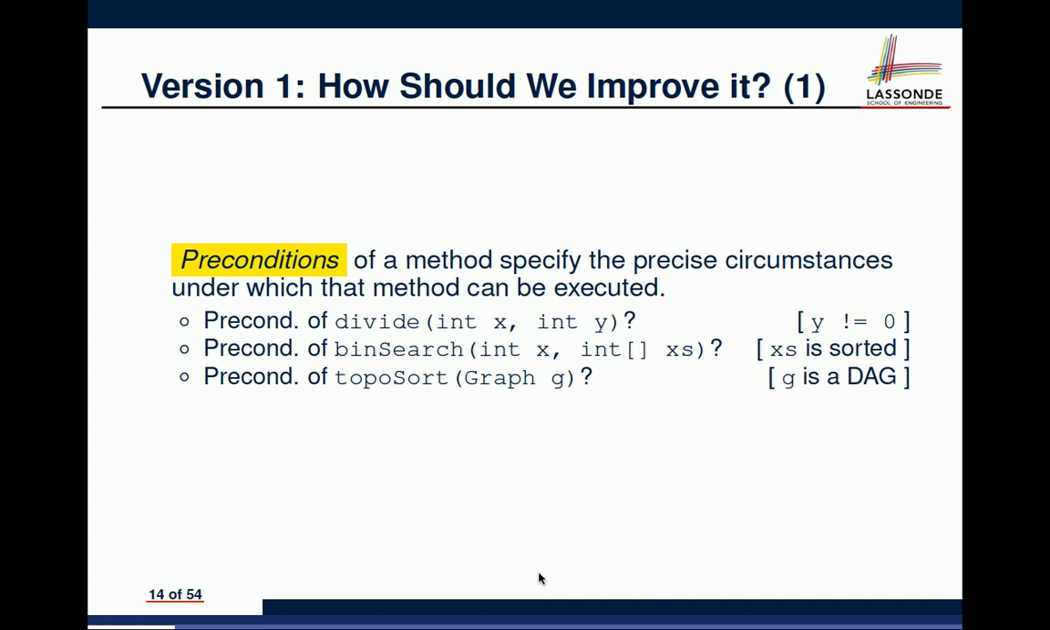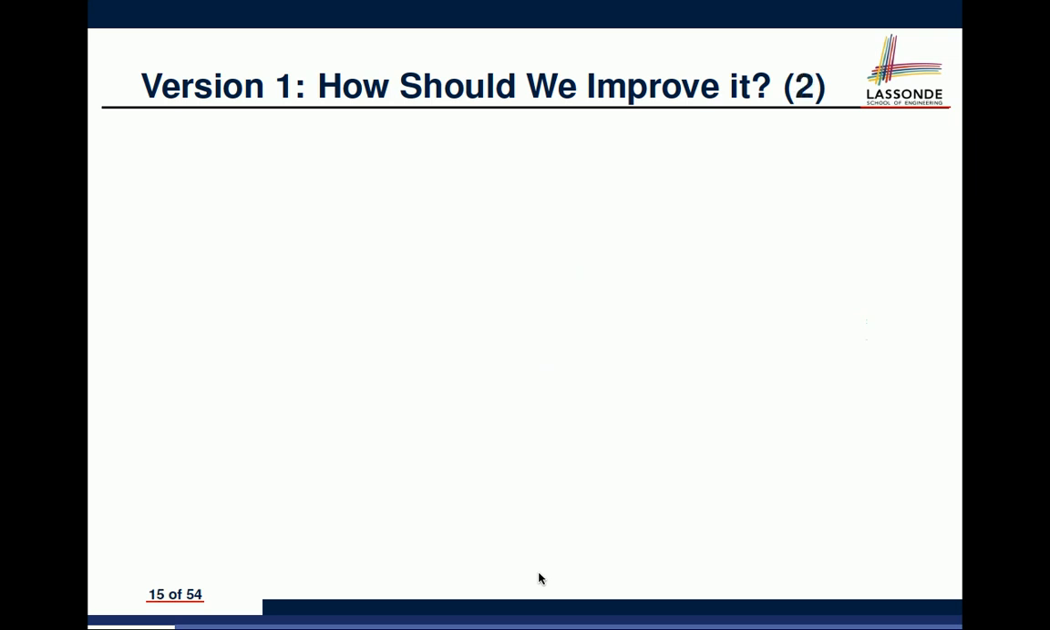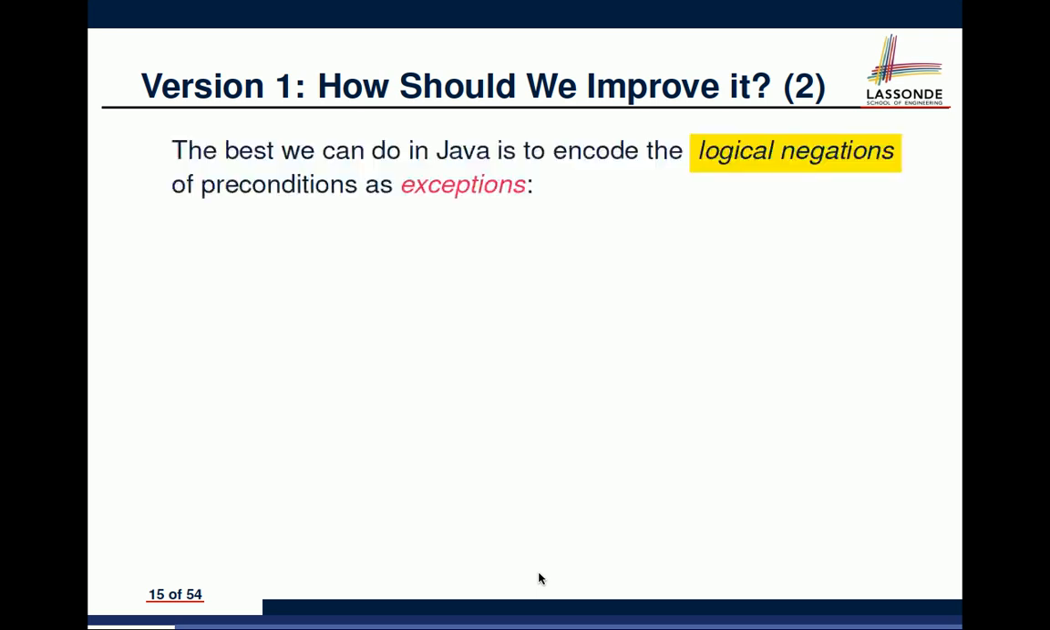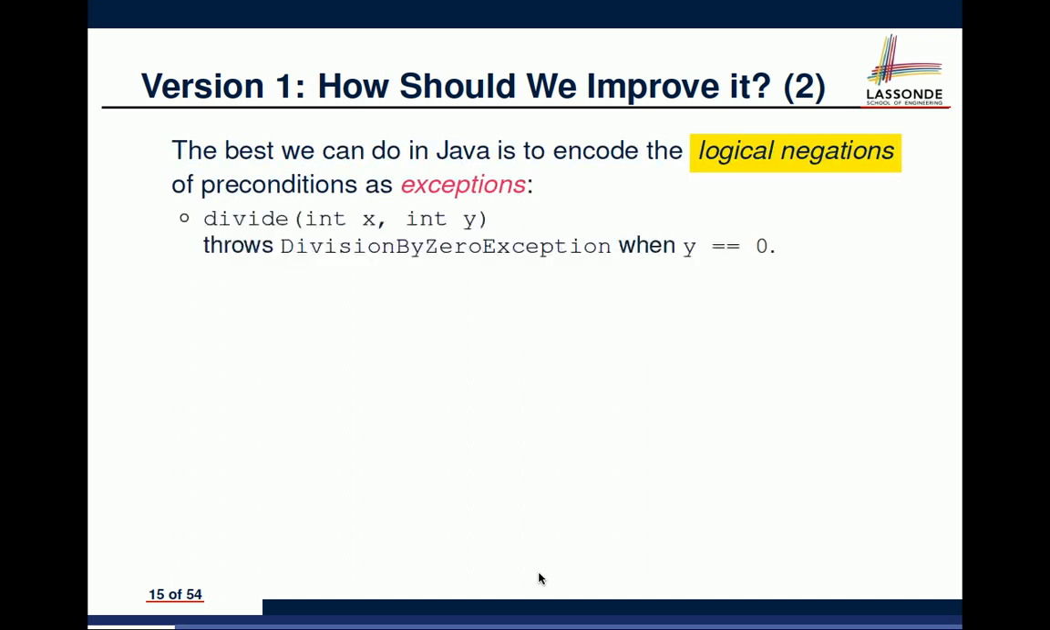That's about preconditions, and now the question is, how do we improve the first version after we talk about all this stuff? We want to add preconditions to your Java code. The best way you can do it is by encoding the logical negations of preconditions as exceptions in Java. That's the best you can do. So you will throw this exception if the negation of the precondition is true. It's kind of indirect, right?